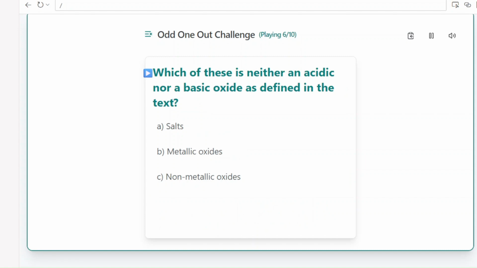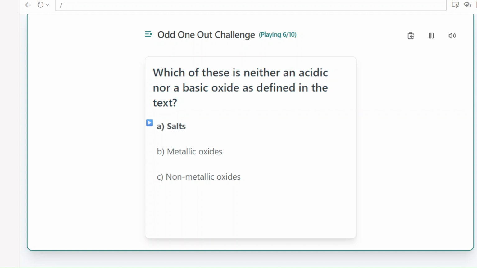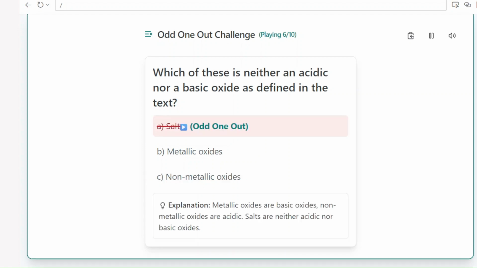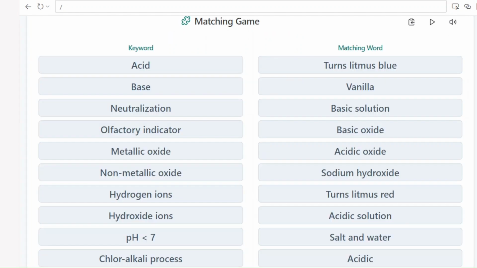Which of these is neither an acidic nor a basic oxide as defined in the text? Salts. Metallic oxides. Non-metallic oxides. The odd one out is salts. Because metallic oxides are basic oxides, non-metallic oxides are acidic. Salts are neither acidic nor basic.